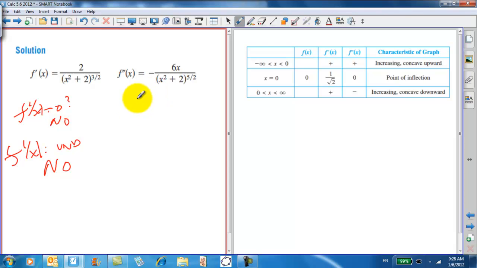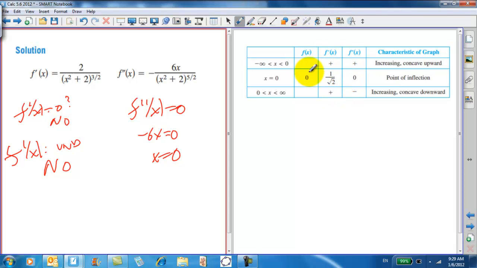Now over here, though, f double prime of x could equal 0, because negative 6x, the numerator, could equal 0. So we get that x equals 0. So this becomes our key idea here. X equals 0 is not a possible maximum or min, but it is a possible inflection point. And when you put 0 back in the original function, you get 1 over square root of 2.